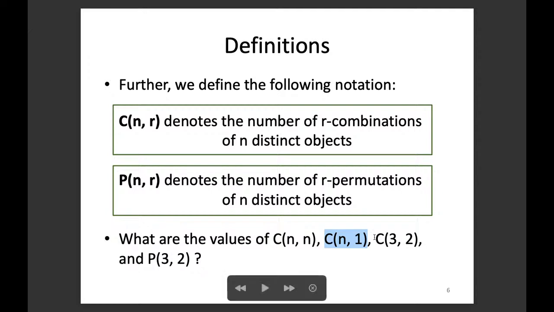How about C(3,2)? Now C(3,2) is a small example. We can label the objects, let's say sun, moon, and star. So we have 3 objects, sun, moon, and star, and we want to get 2 of them. How many ways are there? By enumerating all the possibilities, we find that there are 3 ways: either sun, moon, or moon, star, or sun, star. Now in a selection problem, we don't care about the arrangement, the ordering of the objects. So sun, moon is the same as moon, sun. We don't care about the ordering.